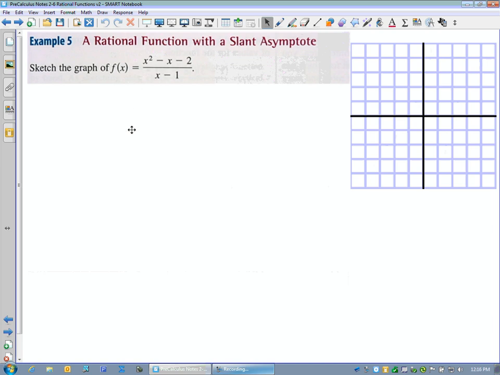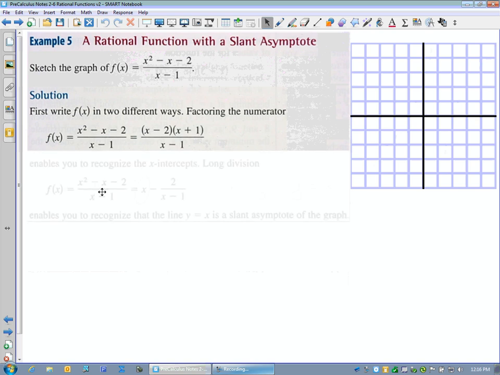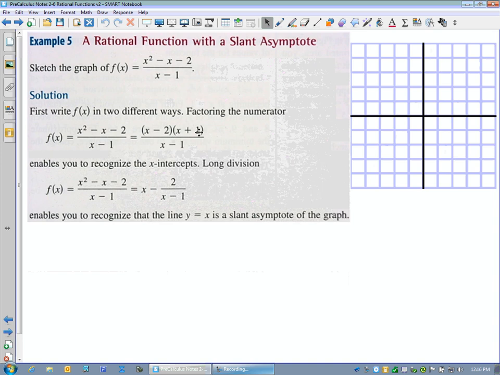degree than the denominator. All right, so starting with our first analysis, of course, we're going to factor the numerator. We get x minus 2 times x plus 1. So we can start out with finding that slant asymptote, because that's really what we're mainly focusing on with this problem.